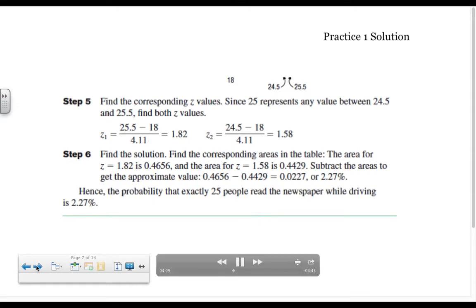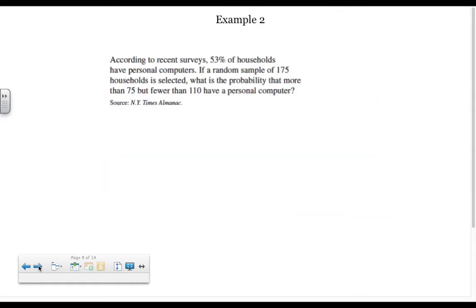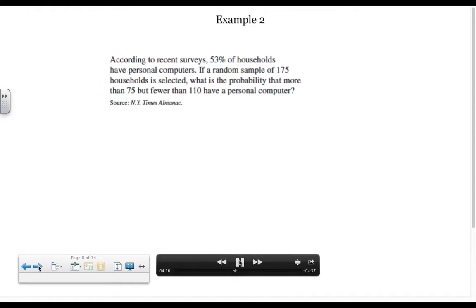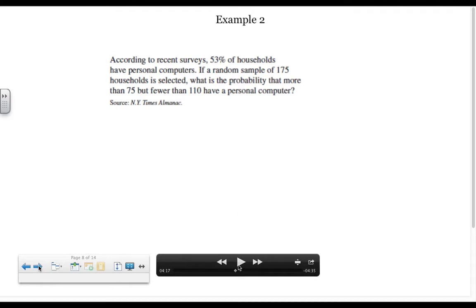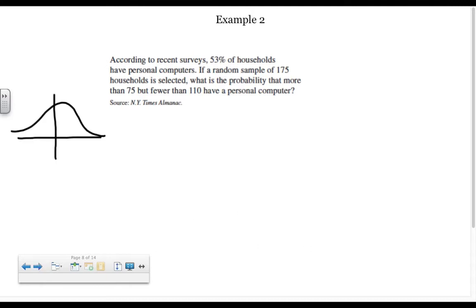All right, example 2. I've lost my notes. Okay. According to a recent survey, 53% of households have personal computers. If a random sample of 175 households is selected, what is the probability that more than 75 but fewer than 110 have a personal computer? So let's look at this example. First of all, we're going to draw a picture so we can see what we're looking at.